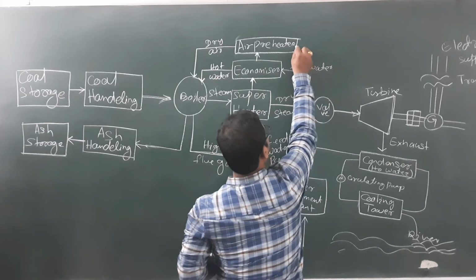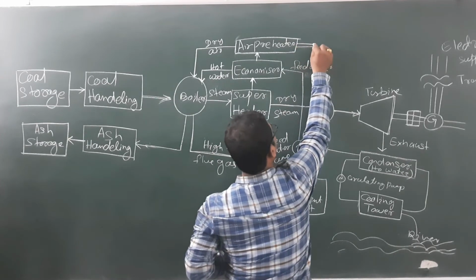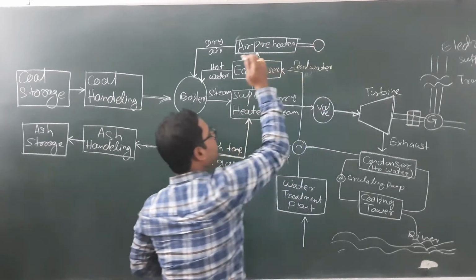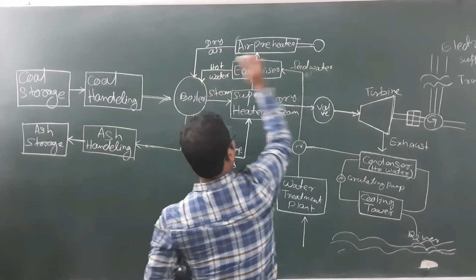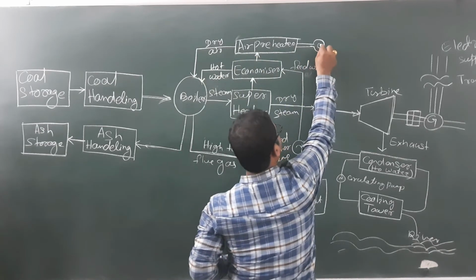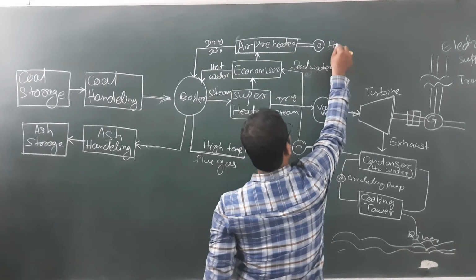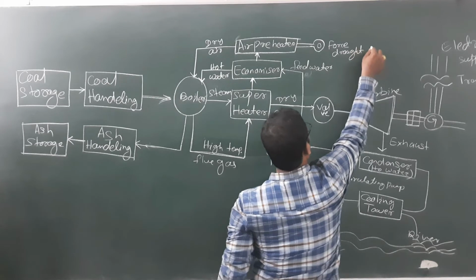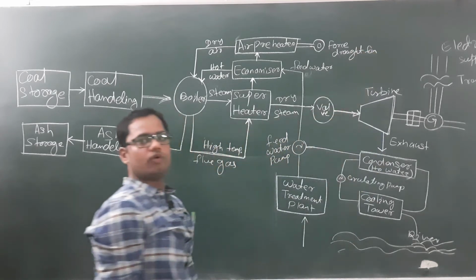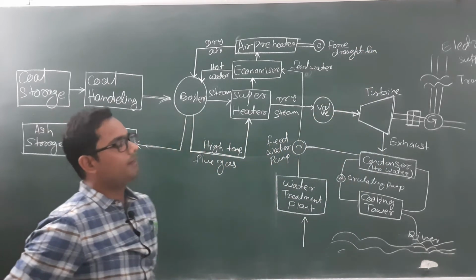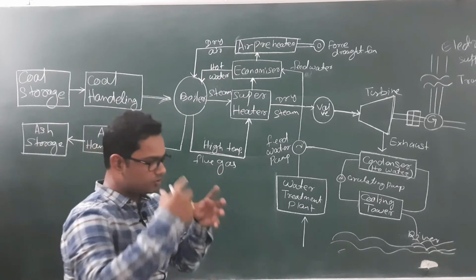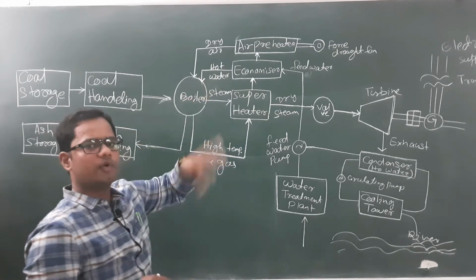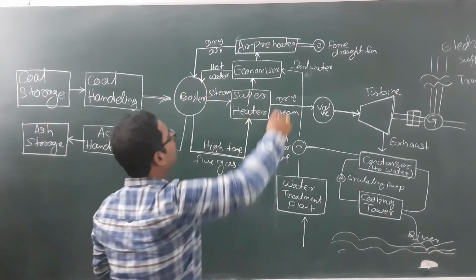So for feeding air inside the boiler, one fan is there, that is called the FD fan, forced draught fan. Forcefully it will push the air inside the boiler. That is just like the opposite of your exhaust fan. Okay. So after that, what happened?